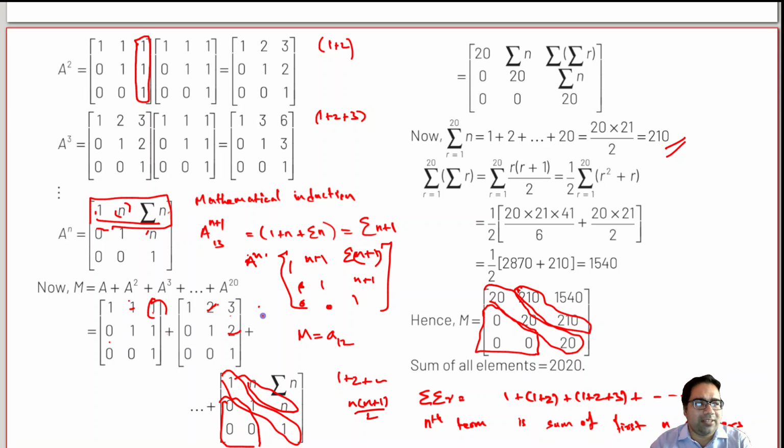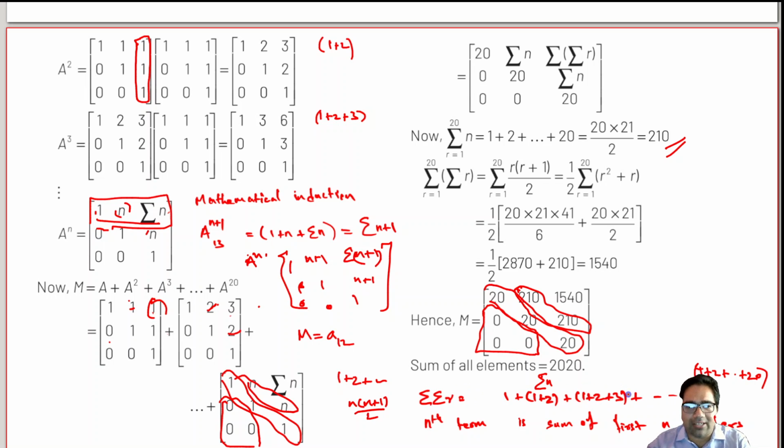That is 1 plus 3 plus 6 plus whatever, which is nothing but 1 plus 1 plus 2 plus 1 plus 2 plus 3 plus 1 plus 2 plus 3 plus 4 plus up to 1 plus 2 plus up to 20. This is the sum that we have to do, which is nothing but the first element is 1, the second element is 1 plus 2, this is 1 plus 2 plus 3, this is nothing but sigma n. Right. So first, this entire summation is nothing but sigma of sigma n. So what is sigma n? That means the nth element or the rth element of this entire sum.